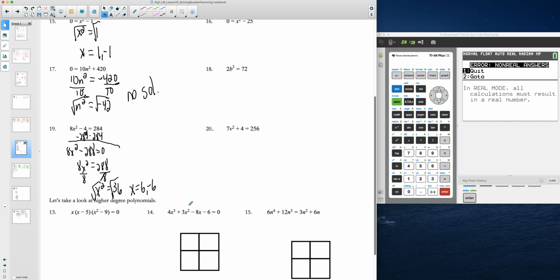But try these 3 problems on your own. I'll give you a hint. For 14 and 15 here, you have to get them equal to 0, which 14 is, and then you have to factor by grouping.